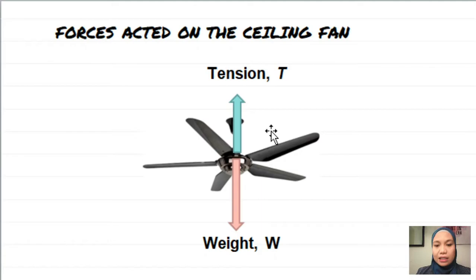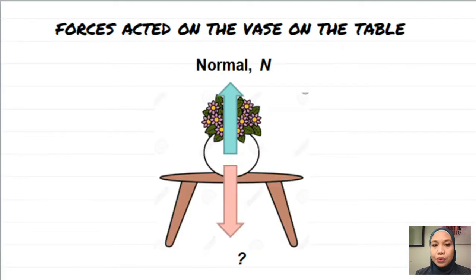In this situation, the tension must be equal to the weight so that the ceiling fan will be at rest. Okay, now we continue to the vase on the table. So there are two forces acting on the vase. The first one is gravitational force or weight, acting downwards towards the gravity, and the second is the normal force.